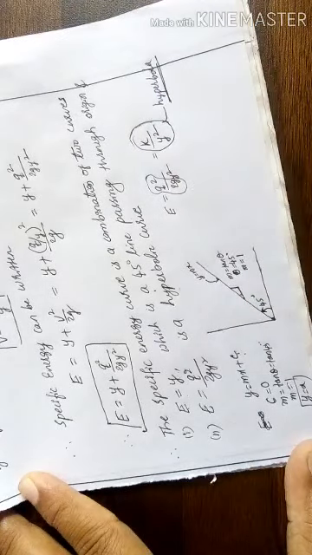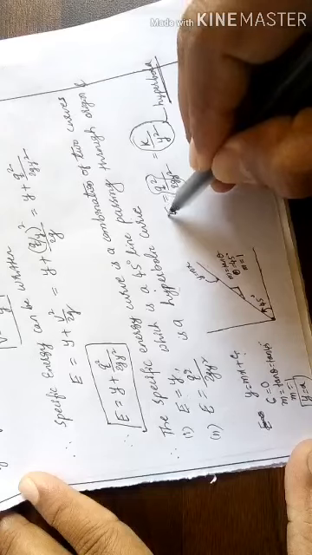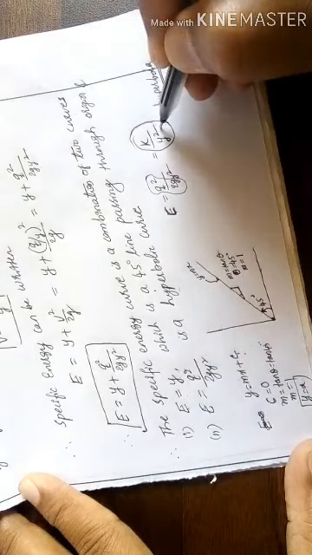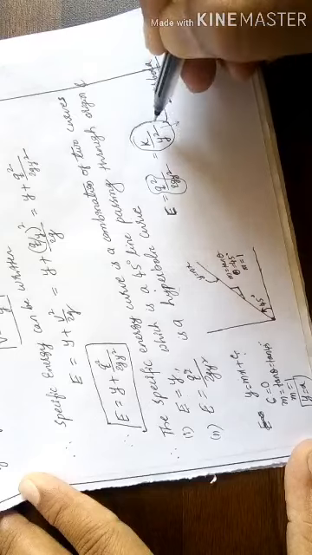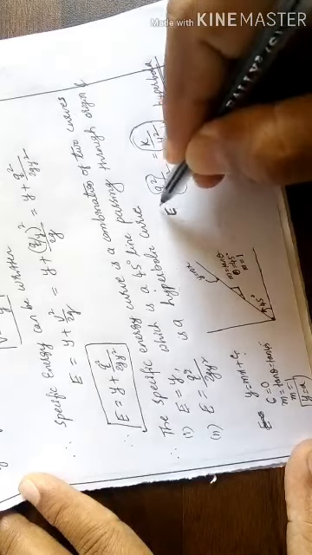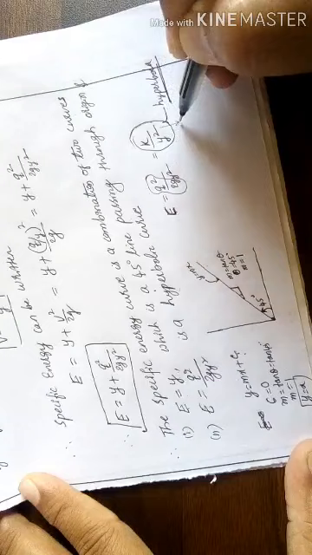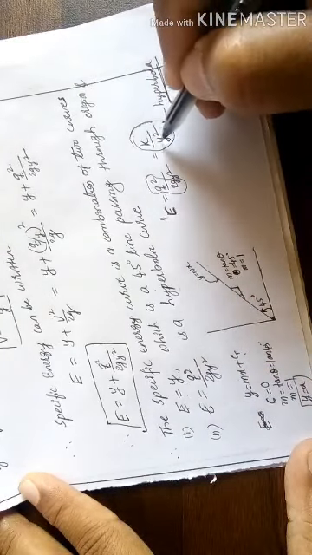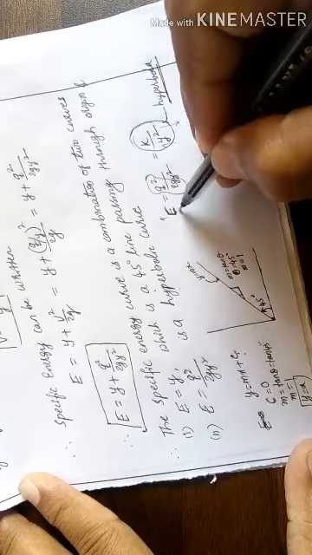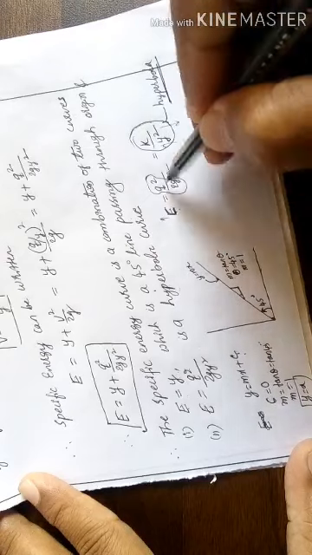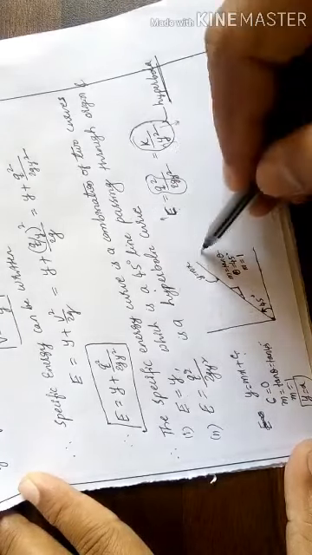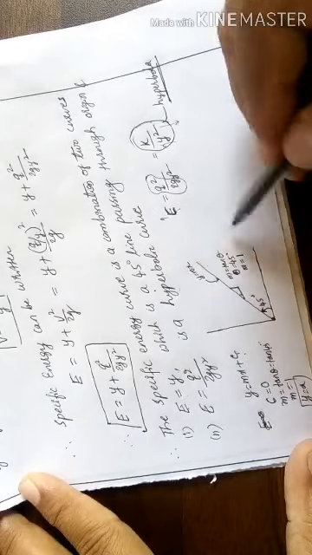Okay. Then again, as I said, the specific energy depends upon the depth of flow. As the depth of flow increases or decreases, the energy changes. If it decreases, energy increases. If the depth of flow increases, the energy decreases. So this specific energy curve is a combination of two curves. One is a straight line, the other one is a hyperbola.